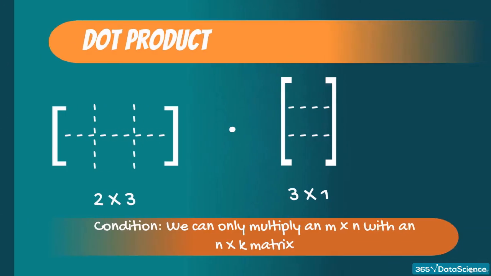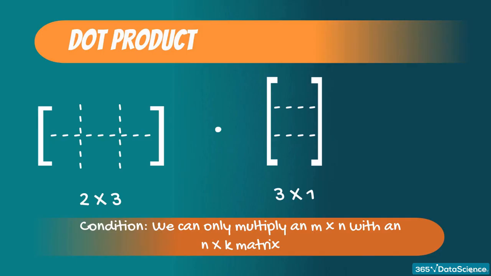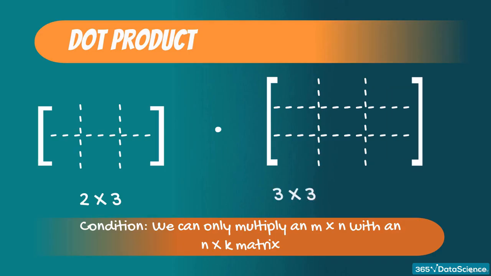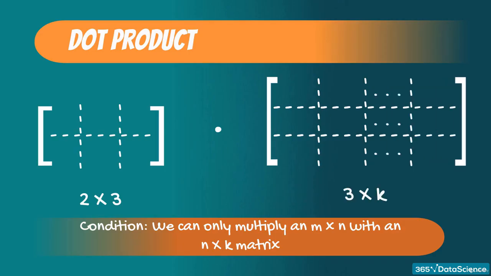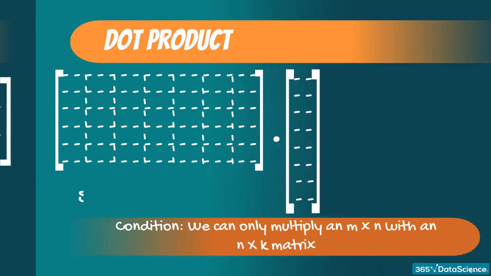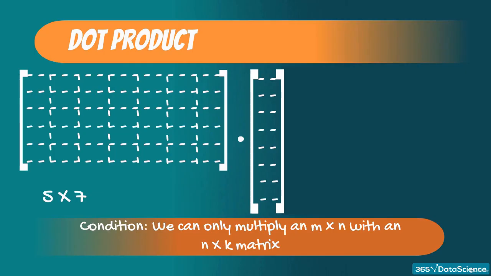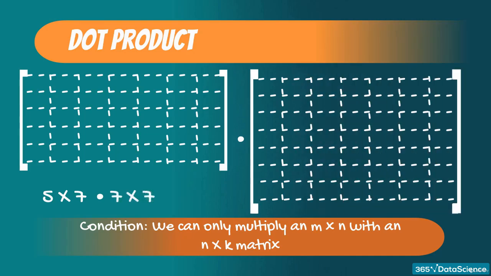So, we can multiply a 2 by 3 matrix with a 3 by 1 matrix. Actually, we can multiply it by a 3 by 2, 3 by 3, 3 by 4, and so on until 3 by k matrix. What's important is that those 3's are matching. Similarly, if I want to multiply a 5 by 7 matrix, compatible matrices for multiplication are 7 by 1, 7 by 2, 7 by 7, and so on.